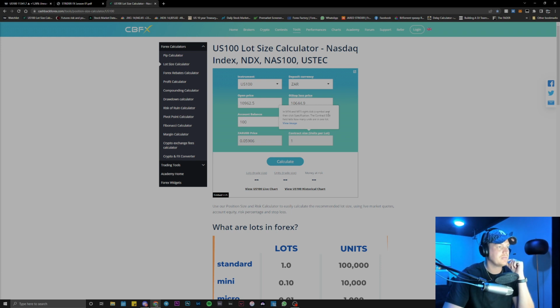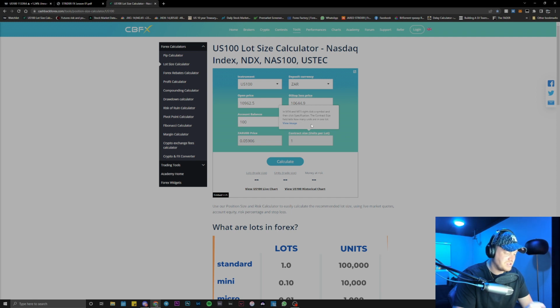Right click a symbol and then click specification. The contract size field tells you how many units are on one lot. So I'm going on my MT4 on my phone now. If you've got it, do that too. Go into your quote section. Find NASDAQ, which is T100, US 100, something like that. Click on it, then click details.